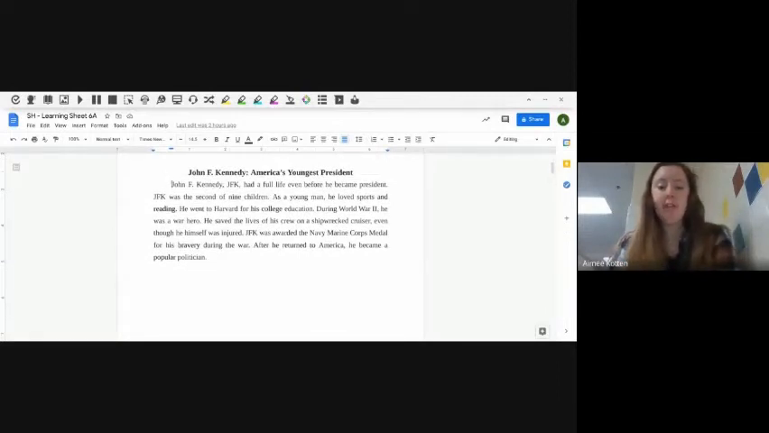John F. Kennedy, America's youngest president. Follow along with me and I'll read it. John F. Kennedy, JFK, had a full life even before he became president. JFK was the second of 9 children. As a young man, he loved sports and reading. He went to Harvard for his college education. During World War II, he was a war hero. He saved the lives of his crew on a shipwrecked cruiser, even though he himself was injured. JFK was awarded the Navy Marine Corps Medal for his bravery during the war. After he returned to America, he became a popular politician.